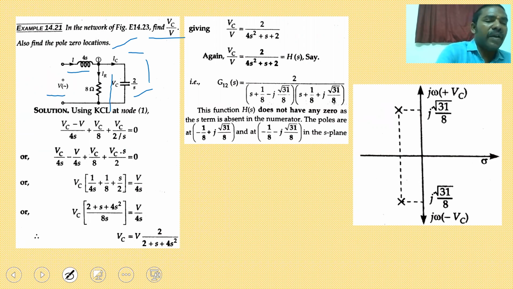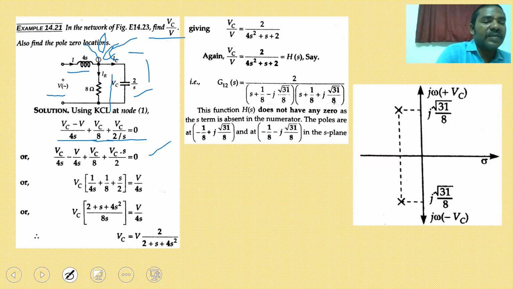So V is the node voltage. So Vc minus V divided by 4S, so this is your first current. So Vc by 8 is one current and Vc by 2S is your another current. So whatever the node voltage is, it is the same as your Vc only. So finally the equation we are getting is Vc by 4S minus V by 4S plus Vc by 8 plus Vc into S divided by 2 is equal to 0.